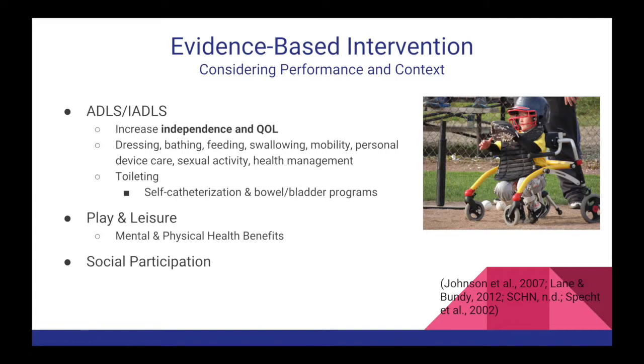These areas include ADLs and IADLs, play and leisure, and social participation. As typical in OT intervention, when addressing ADLs and IADLs, our primary goal is to increase independence and quality of life. Common occupations addressed when working with this population might include dressing, bathing, feeding, swallowing, mobility, personal device care, sexual activity, and health management. As mentioned previously in this PowerPoint, children with spina bifida often lack the ability to control bowel and bladder functioning. Thus, addressing toileting needs in this population is of the utmost importance.